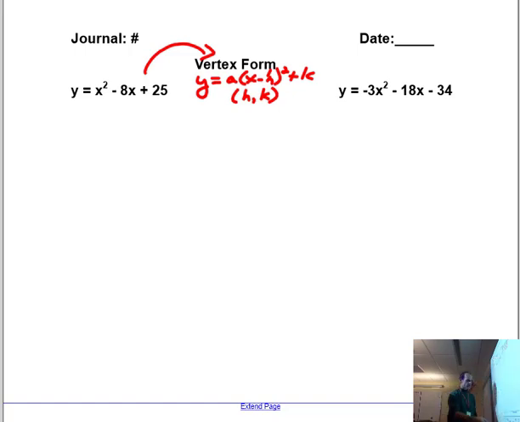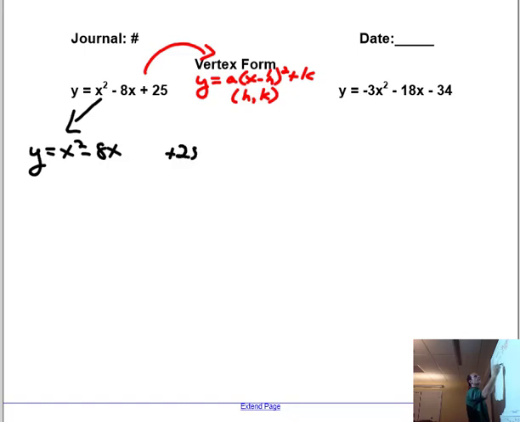So that's where the different approaches that different teachers teach come in. The first one is a lot of teachers will say, and I kind of like this, instead of writing it in standard form, write y is equal to x squared minus 8x. Put your 25 over here, then just put your 16 here, and then subtract your 16.